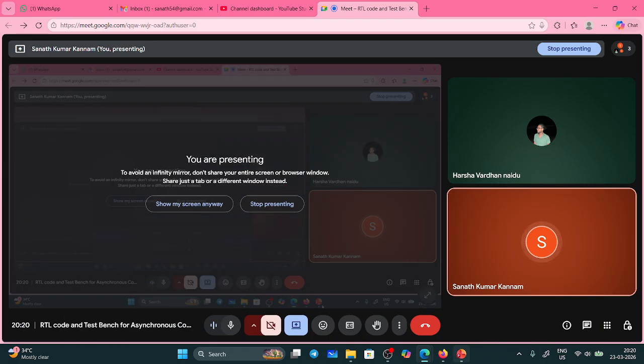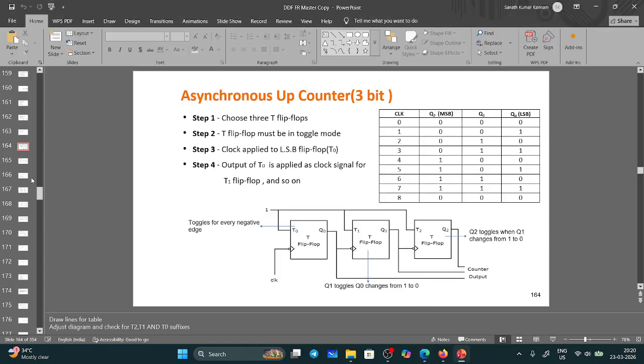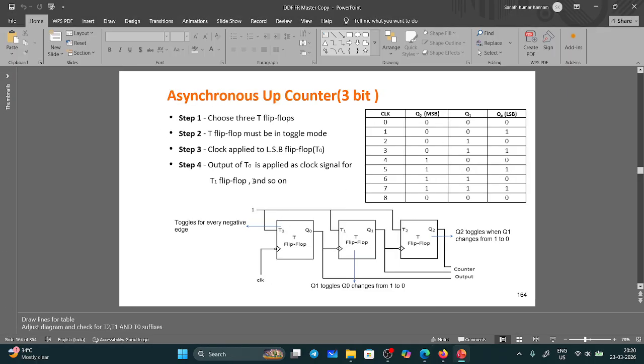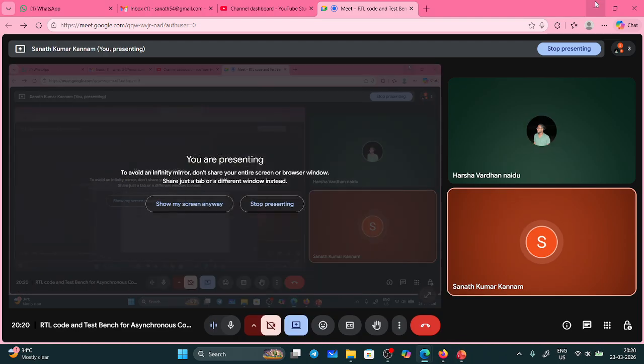Correct. Okay, so we discussed the asynchronous up counter. That means Q naught is acting as a clock for the next flip flop. This is the asynchronous active negate of reset. We are already seeing this one, negate of reset. So for this I am going to write the code.